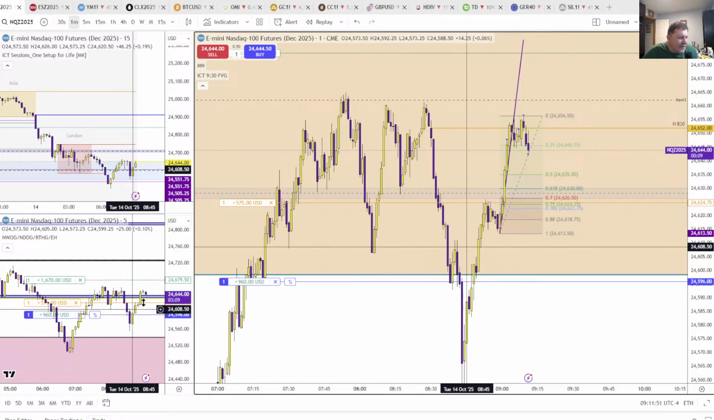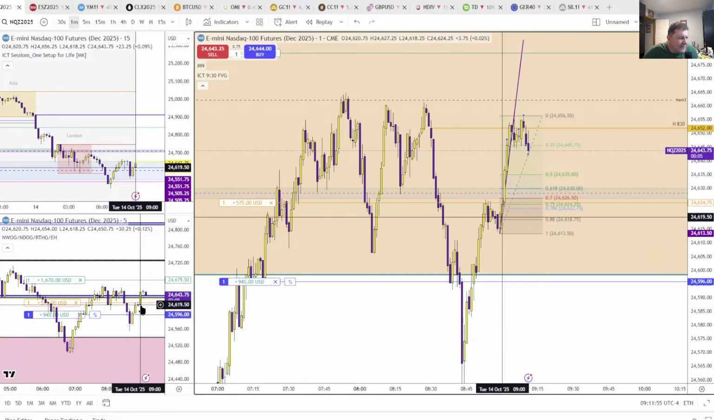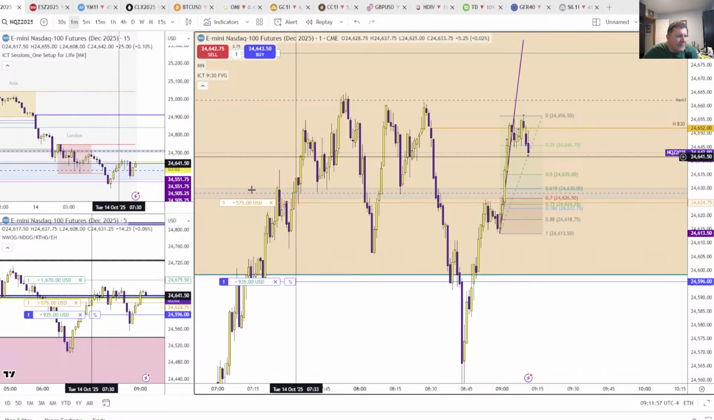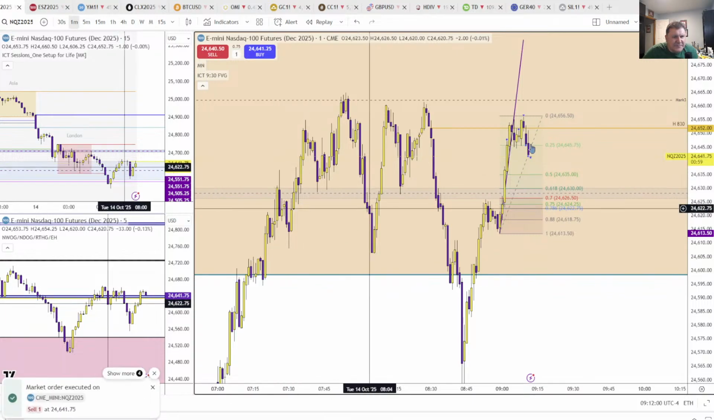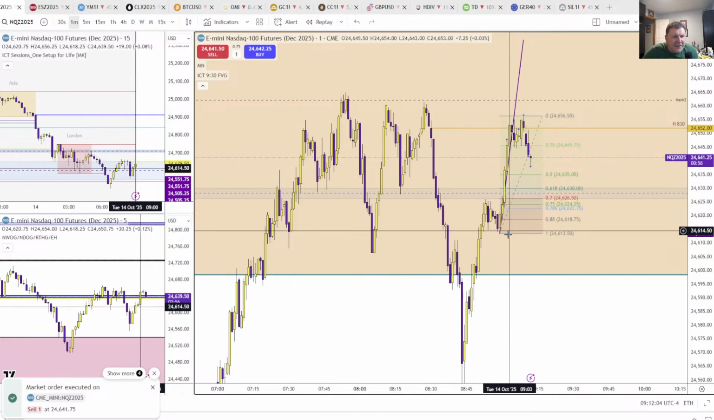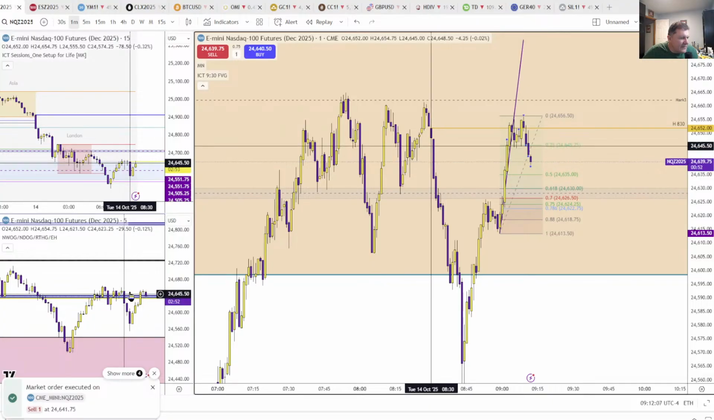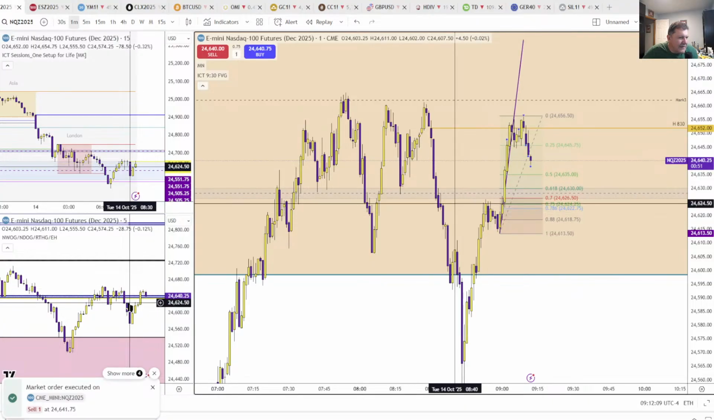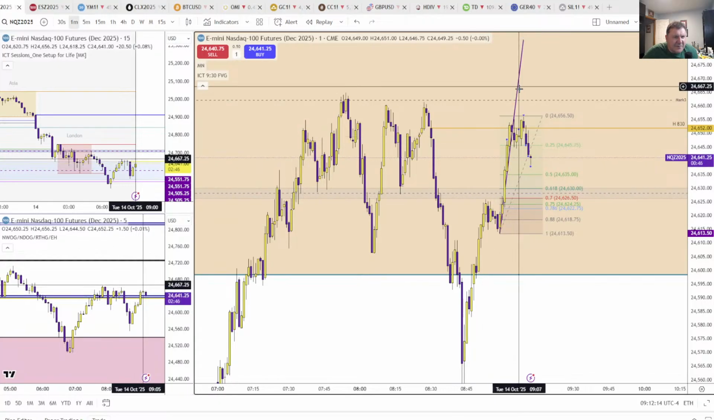So keeping in mind, right here has not been revisited. So I'm out. I can see that coming all the way back down there. I'm going to take that out. You can see that coming back down into this. We've just broken this high here, so we can come all the way back into here, which is a retest of this cluster before going higher.